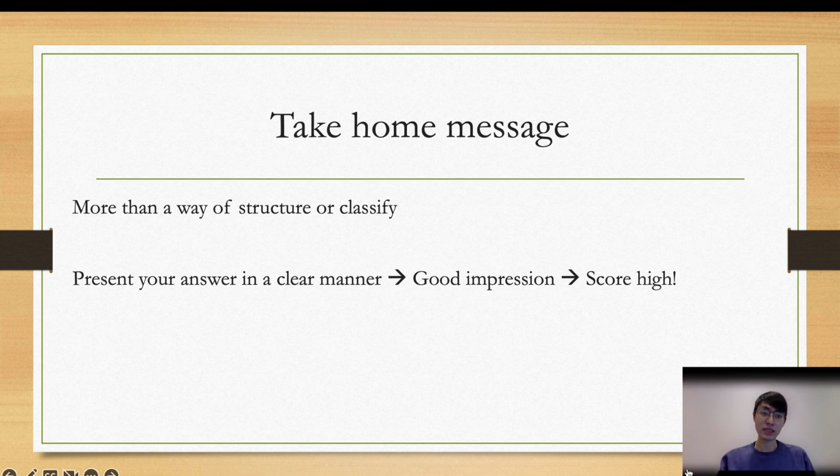So my take-home message is that always, while you do the revision, try to structure your answer and get prepared for the exam.